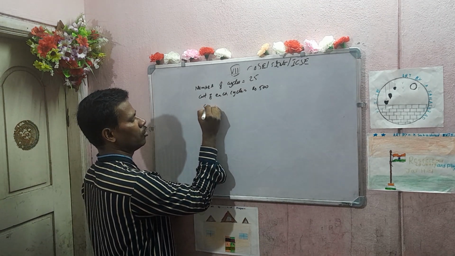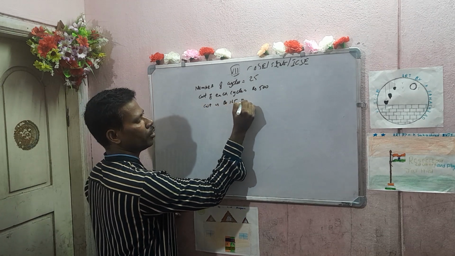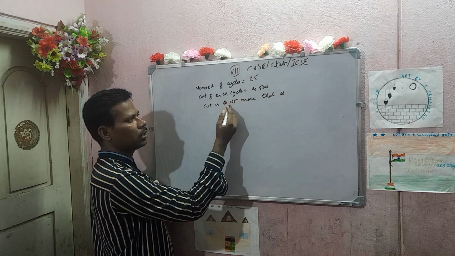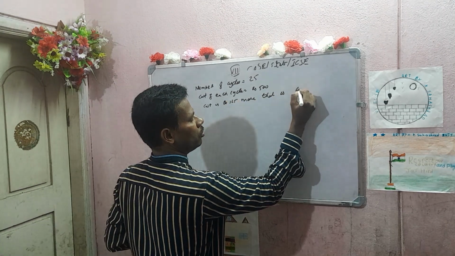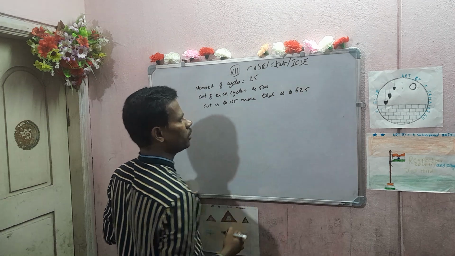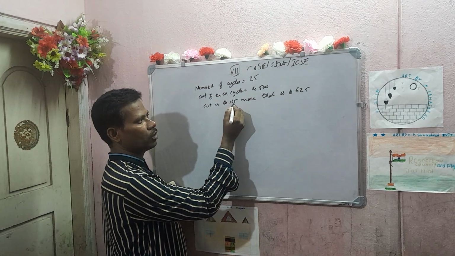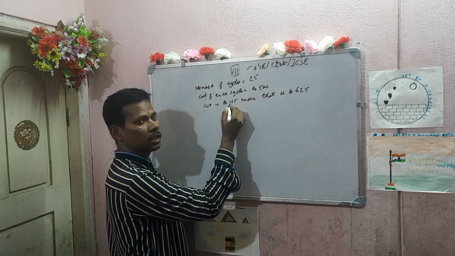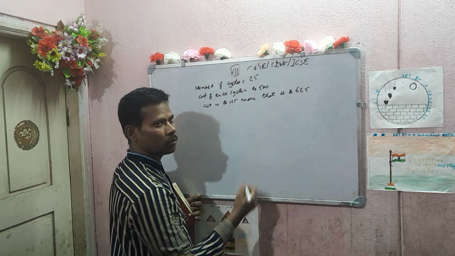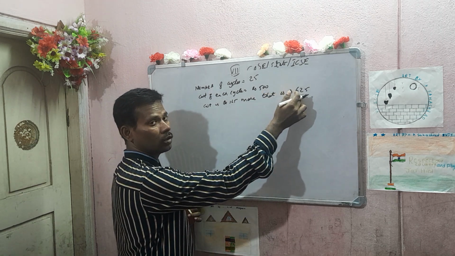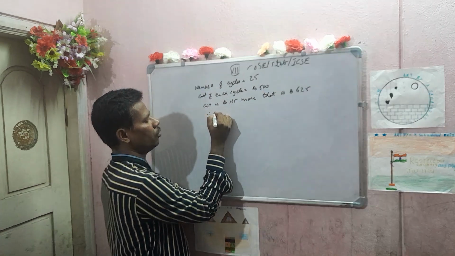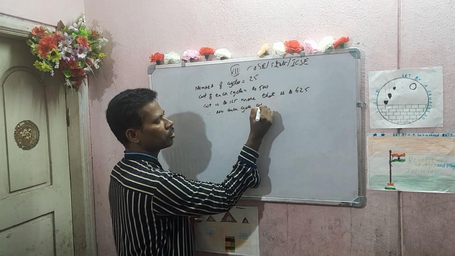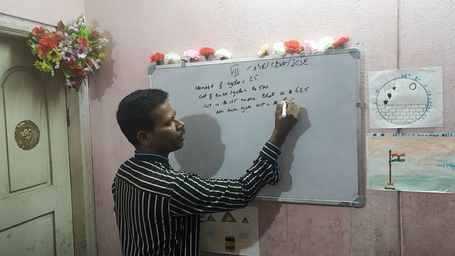Now, the cost is rupees 125 more. What is the cost now? From 500 it has increased by 125, so 625. That is, each cycle cost is now equal to rupees 625.